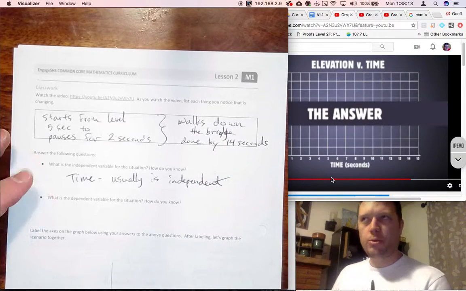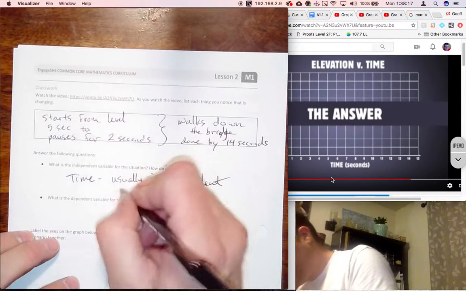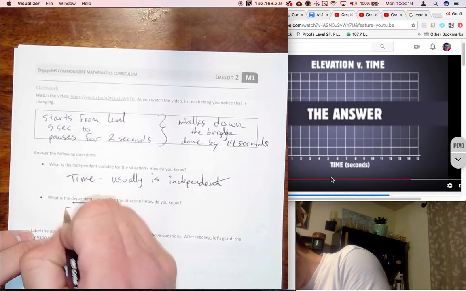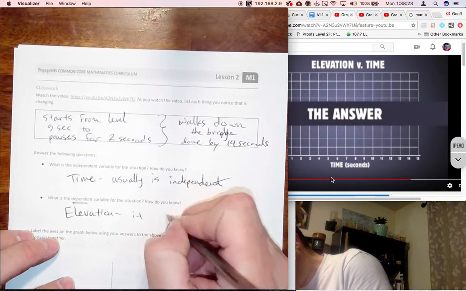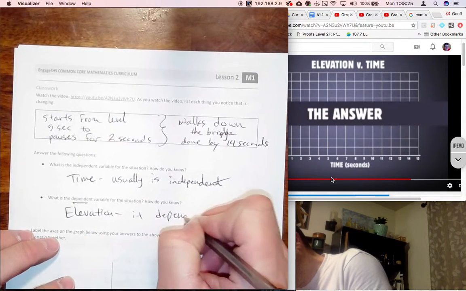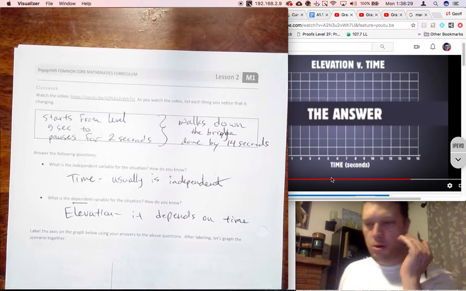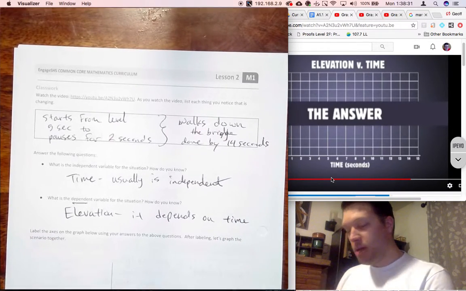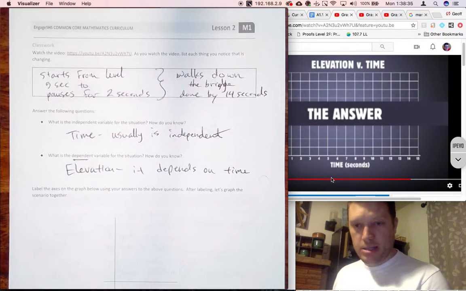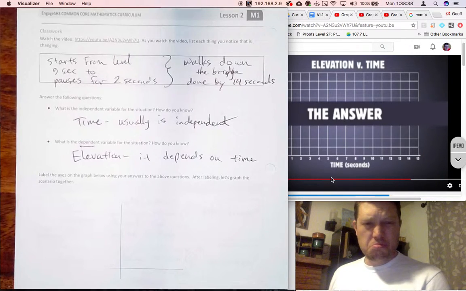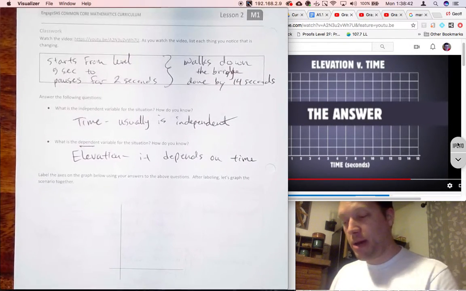And the key thing is the fact that we're going to say that elevation depends on time. I guess that answers this question. Elevation, because it depends on time. Okay, so identifying those two things, the independent variable and the dependent variable, we're going to label the axes on the graph below. We're going to make a quick sketch of the answer, and then we'll come back and just check if our math matches theirs.